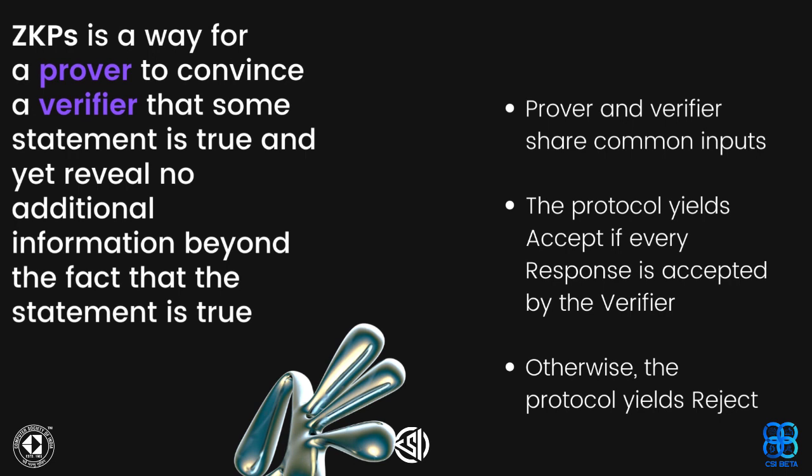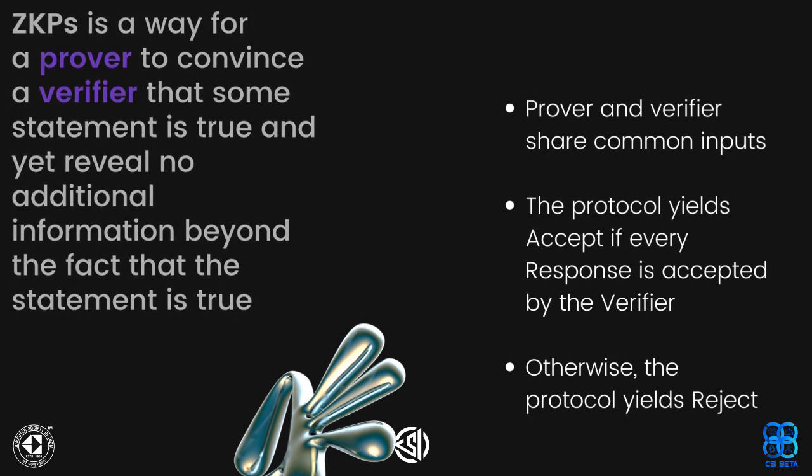ZKP is a way for a prover to convince a verifier that some statement is true and yet reveal no additional information beyond the fact that the statement is true. In simple words, it is a way by which a prover proves a statement to a verifier without actually revealing any information about the proof. We can also say that it is an interaction between two entities, and only two individuals are involved in this. Also, the prover and the verifier share common inputs, and the protocol yields accept if every response is accepted by the verifier. On the other hand, the protocol yields reject.